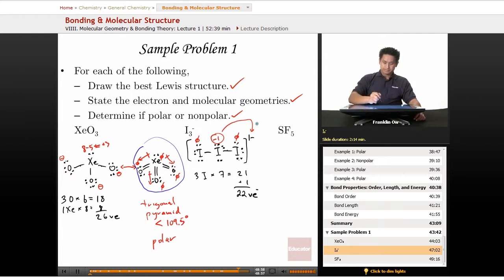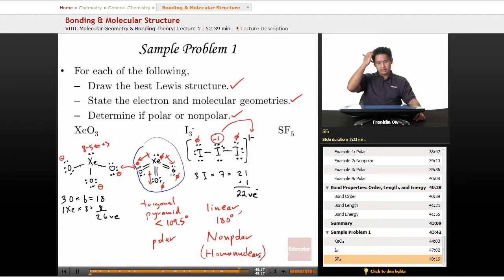What's the geometry then? The geometry, everybody, is what we call linear, and that's going to be a 180-degree bond angle. And so this molecule is going to also be non-polar because this molecule is homonuclear, which means we have no difference in electronegativity among the atoms.